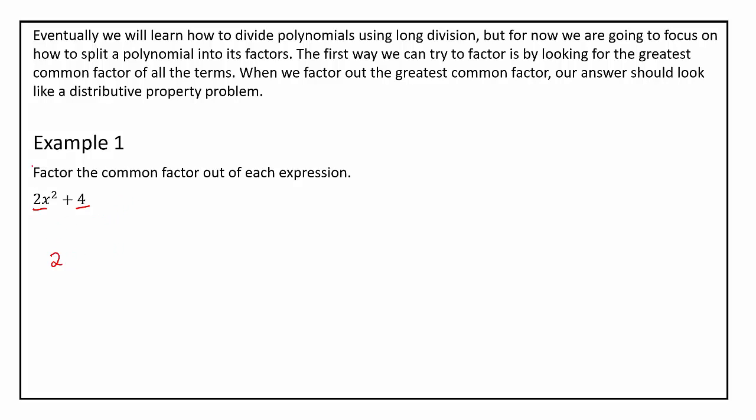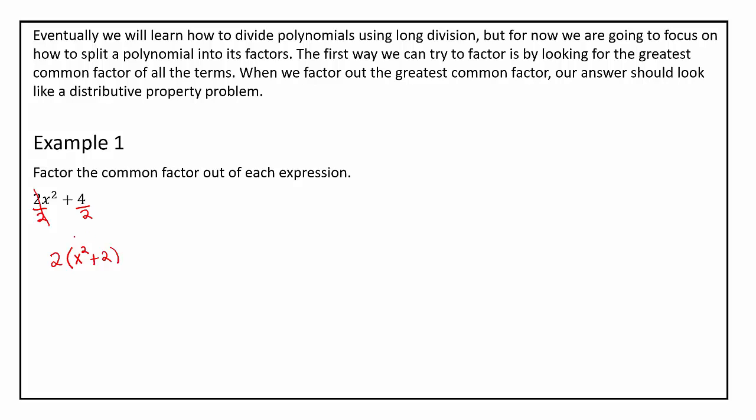Once we have our greatest common factor, what we're doing is dividing both terms by that greatest common factor. And so we could call this factoring out the 2. If I factor the 2 out of 2x squared, those cancel and it leaves me with just the x squared. If I factor out the 2 from the 4, I divide those and I am left with 2. So this is my answer.